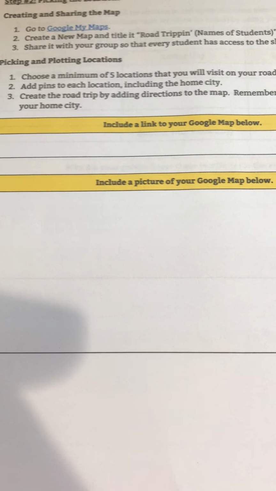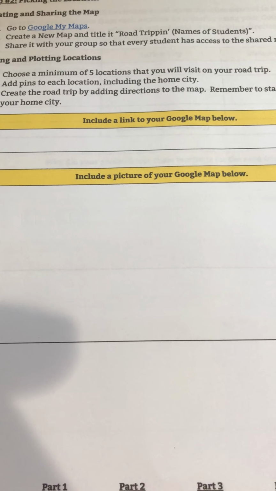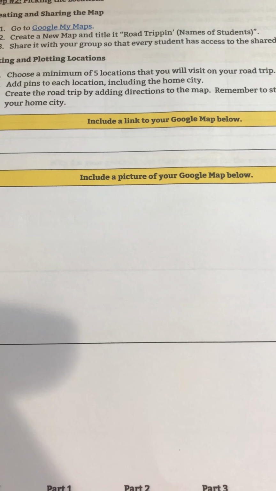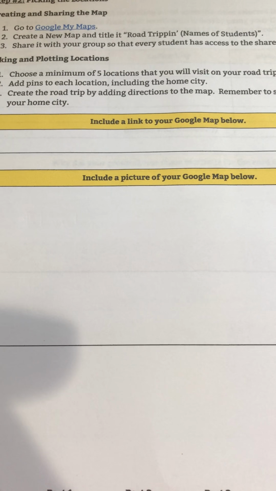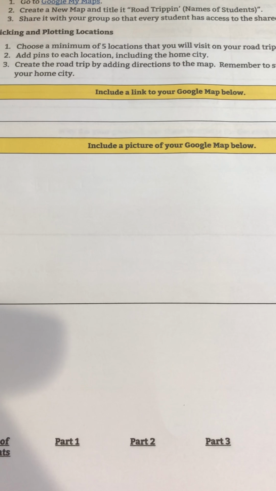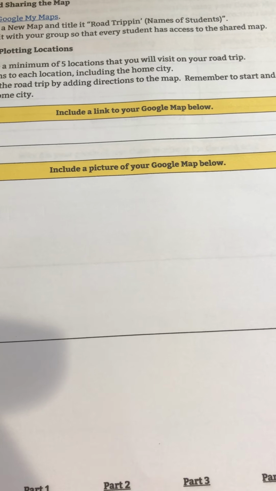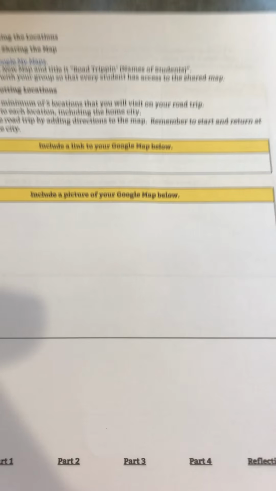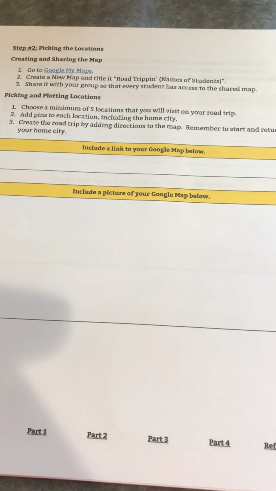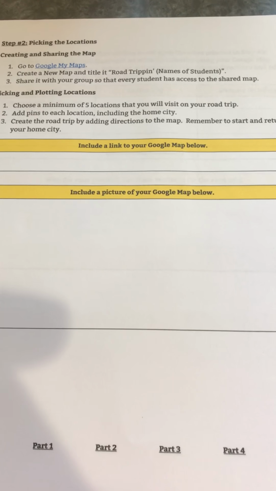Next thing we're going to do is picking and plotting locations. Choose a minimum of 5 locations if you can, and add a pin to it on your My Google Maps. And we're also going to be picking places based on where we're going. So if I'm going to North Carolina, am I going to go towards Arkansas and go that way to North Carolina? No, probably not. But I do go through portions of South Carolina and North Carolina, so I have those 2 states to work with if I wanted to.